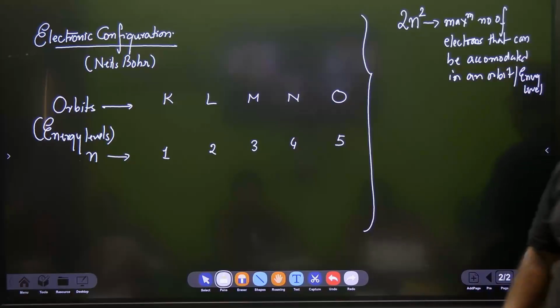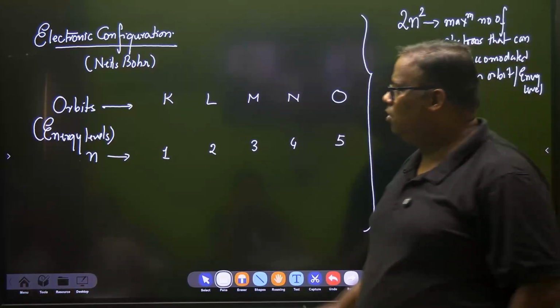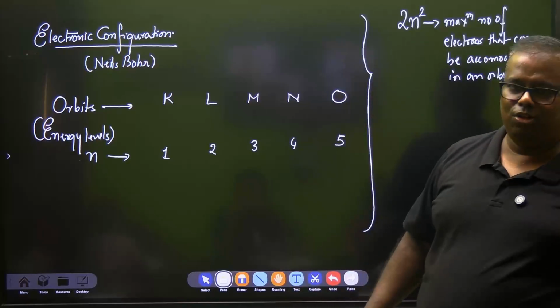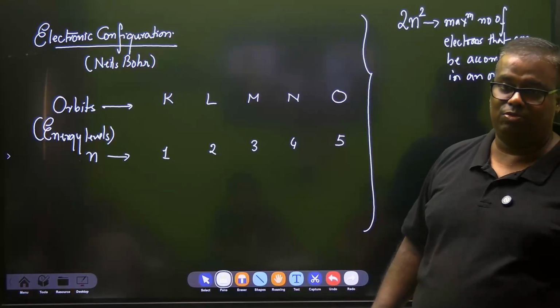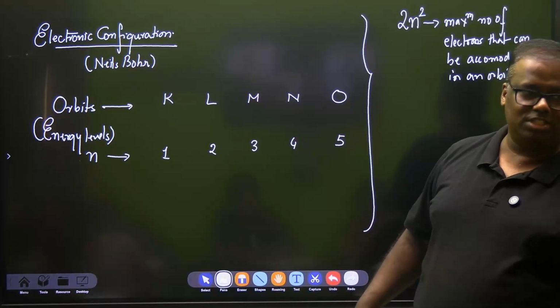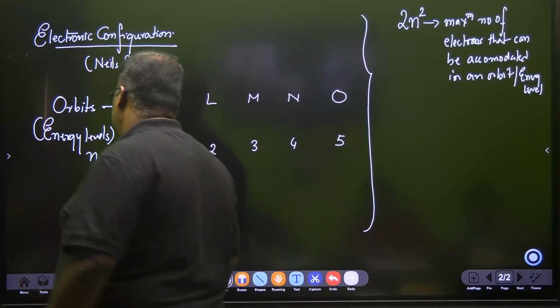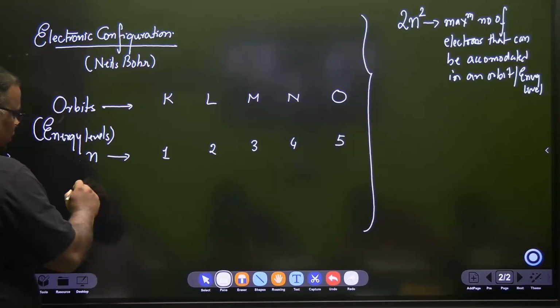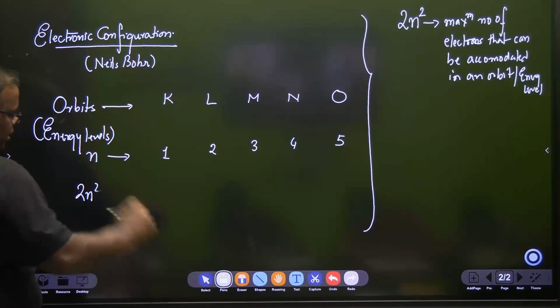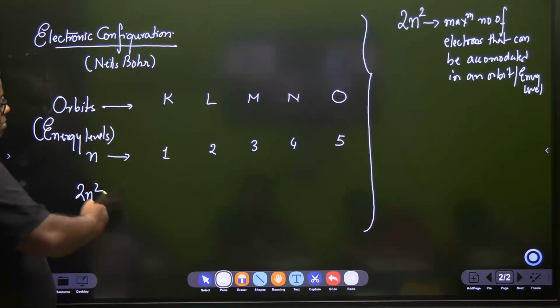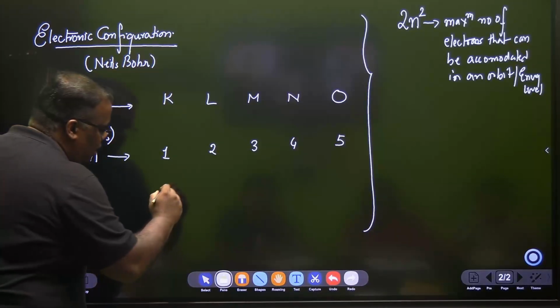You will hear shells also. When you go to grade 11, these orbits die. It is something called an orbital. There's nothing called an orbit, because the electron is not a particle, first of all. That's quantum mechanics. The electron is actually a wave. 2n square. Understood? Right. So if I apply the law of 2n square, the maximum electrons that K can have is only 2.